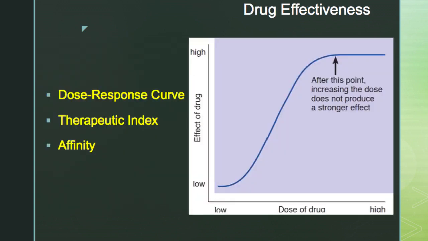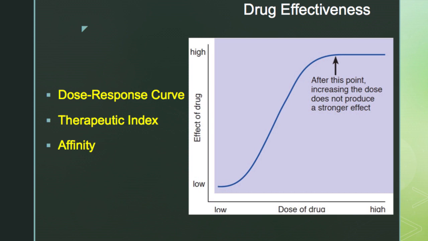So let's talk about drug effectiveness. As you can see on this graph here, this shows drug effectiveness based on the dose of the drug and the effect of the drug. This graph shows the magnitude of the effect of the drug as a function of the amount of the drug that's administered. This is called a dose-response curve. The therapeutic index is something you'll hear referred to, which is the ratio between the dose that produces a desired effect in 50% of the animals and a dose that produces toxic effects in 50% of the animals.